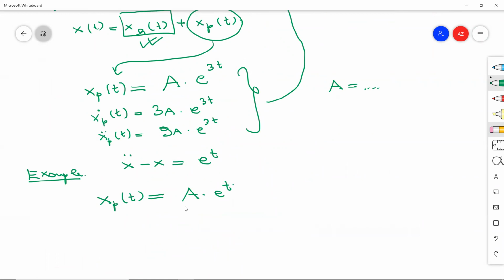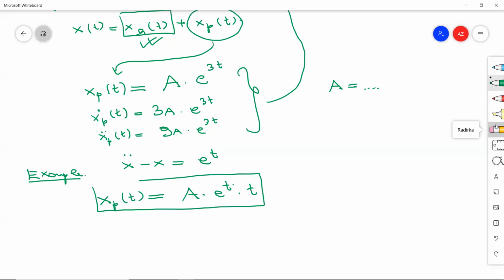We could try e to t times b. In this case, the problem will be that this b will stay in the exponent on the left-hand side. So when we compute the left-hand side, this b should eventually become 1, but it won't. It will be the same exponential function. So we don't have a choice here for the exponent. The exponent must be e to t.